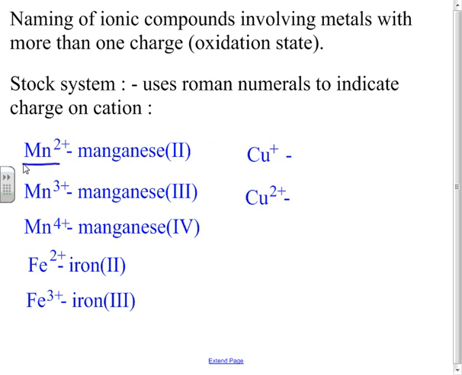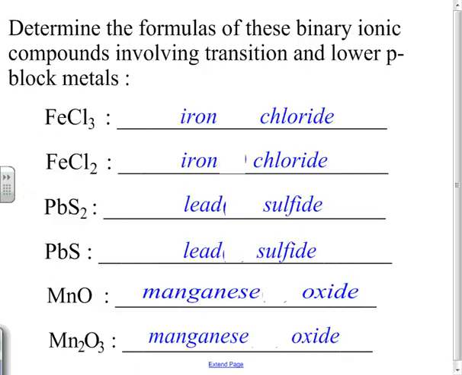If the manganese has a 2+ charge, we call it manganese 2. If it's got a 3+ charge, it's manganese 3, 4+ manganese 4, 2 plus, iron 2, iron with a 3 plus is iron 3. And so if copper has a 1 plus charge, not too surprisingly, it's copper 1. And if it's a copper with a 2 plus charge, we call it copper 2. So Roman numerals indicate the charge on the cation.